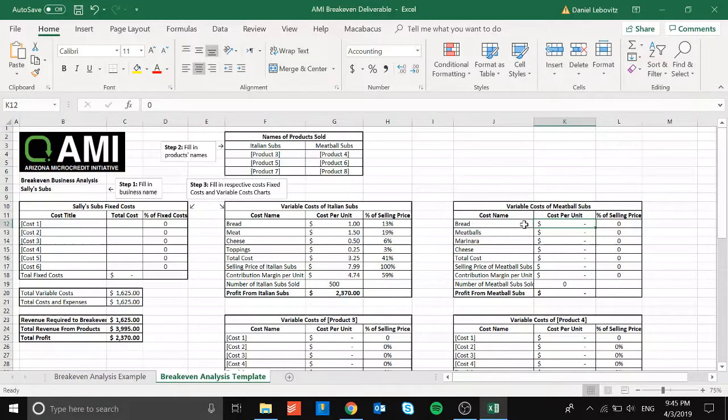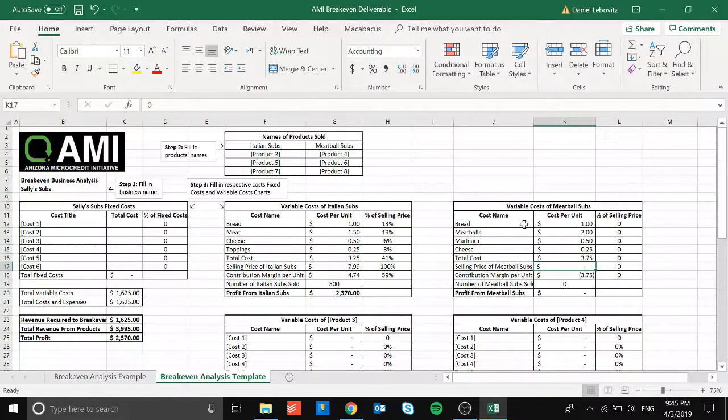And let's enter the costs here. Let's say bread's $1, meatballs are $2, cheese is 25 cents again. Oh, marinara is 50 cents, let's say, and cheese is 25. All right, so once again we get our total costs as shown, summing the cells above.